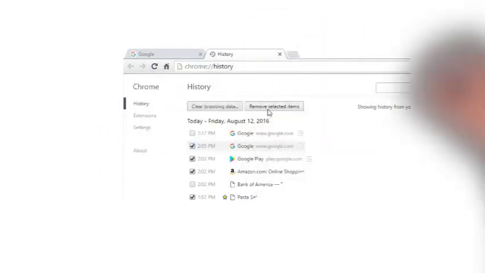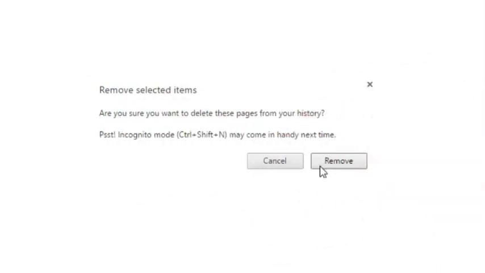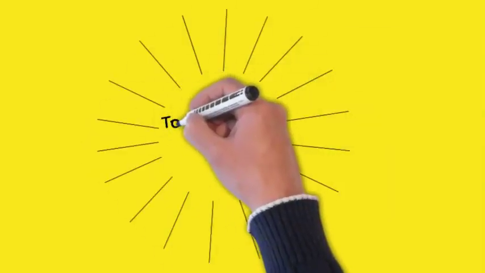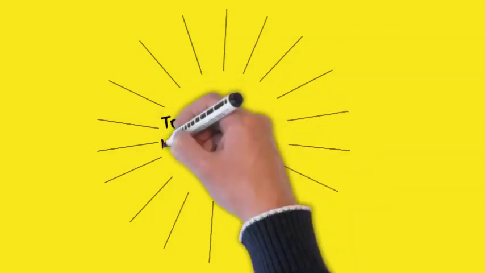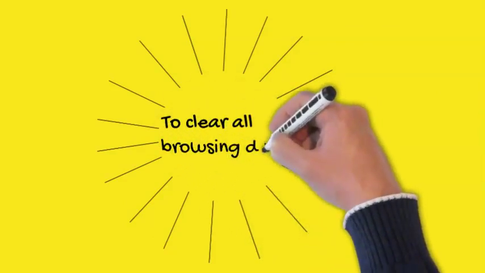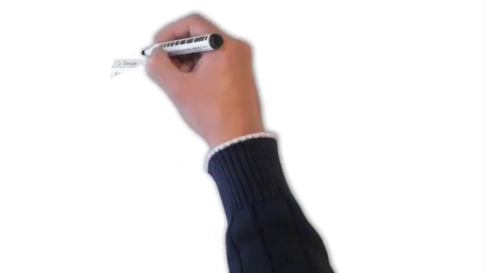Click the checkbox next to each link if you want to delete it from your history. Then choose Remove Selected Items. A dialog box will appear. Click Remove to continue. The selected websites will be removed from your history.